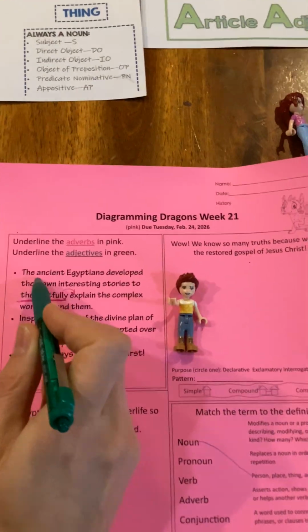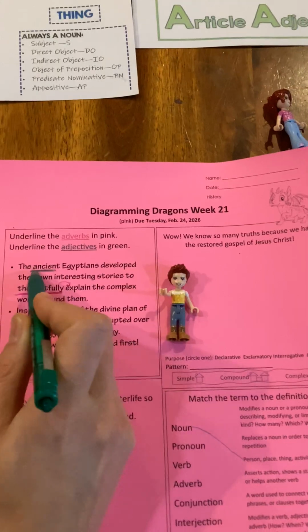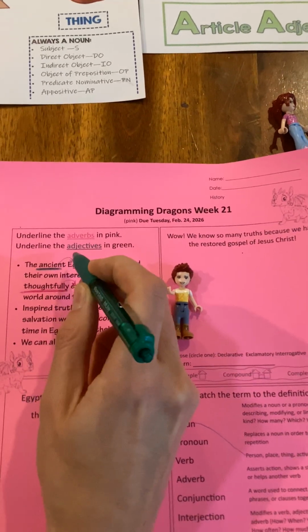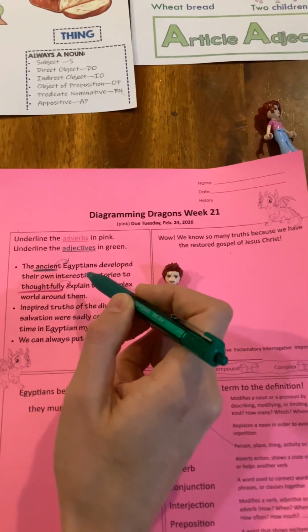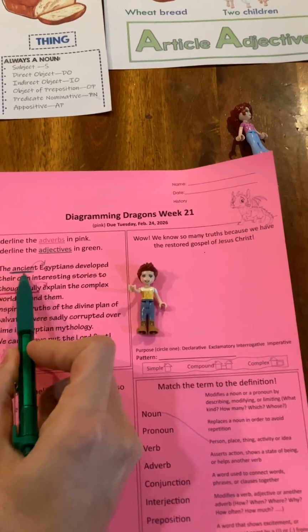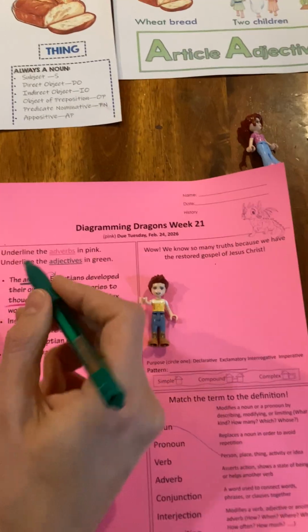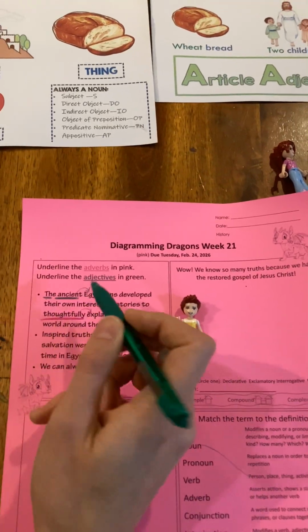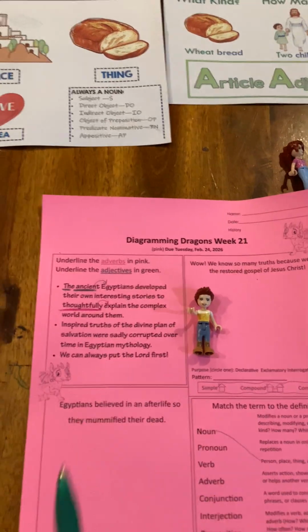Well, the second word, ancient, is telling us more about Egyptians, which is also a noun. If you want, you can draw an arrow to show it's modifying Egyptians. And that is our first adjective. Now, we also know that "the" is an article adjective. So if you wanted to underline that also, then you would be correct because that is an article adjective.